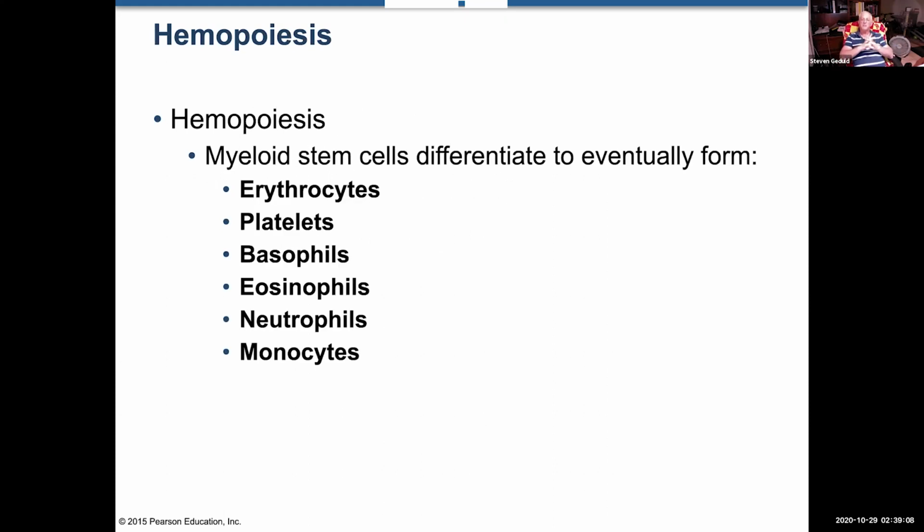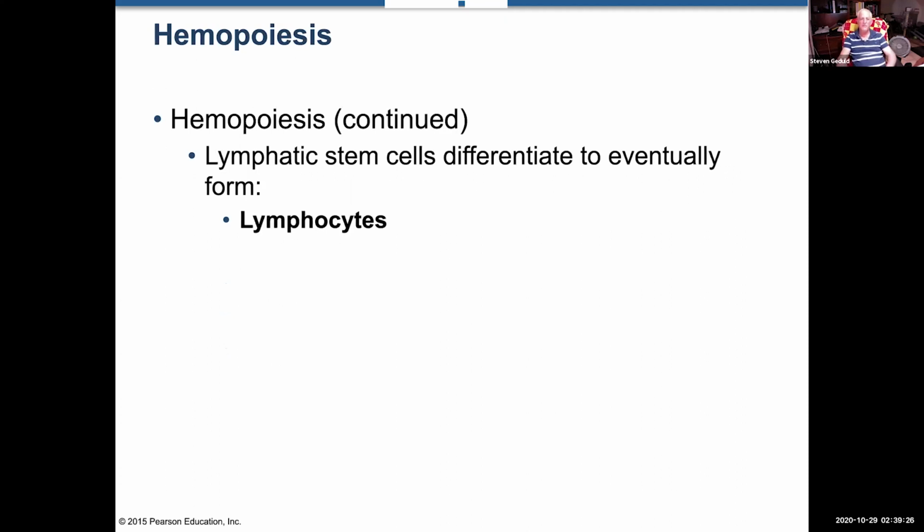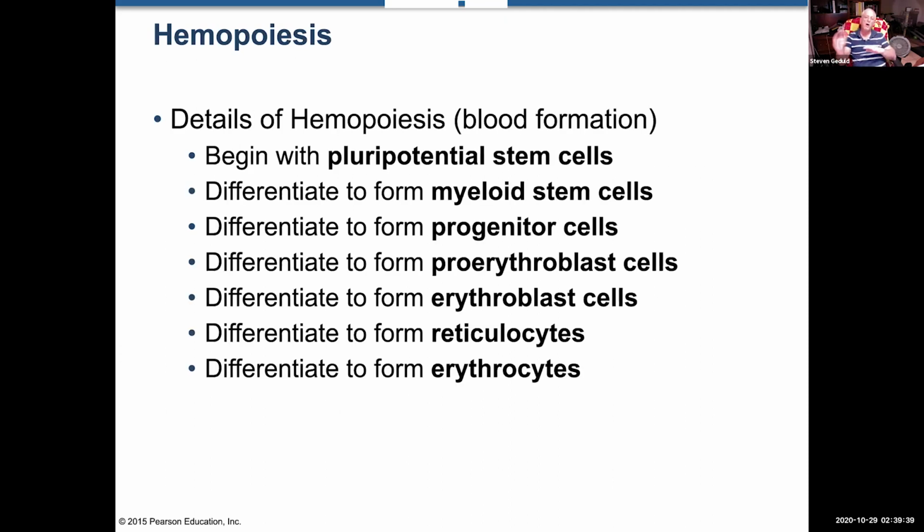So hemopoiesis, the formation of blood. The myeloid stem cells, which came from the pluripotential stem cells, differentiate to form your erythrocytes, your platelets, basophils, eosinophils, neutrophils, and monocytes. So your red blood cells, your white blood cells, and your platelets. That's your myeloid stem cells. Lymphatic stem cells form your lymphocytes or your lymphatic system. But they both came from the pluripotential stem cells, and then they form the different structures for your blood system. This is one pathway.